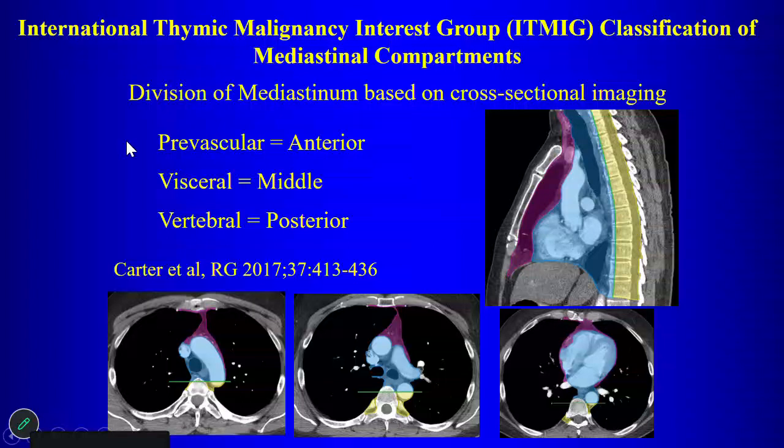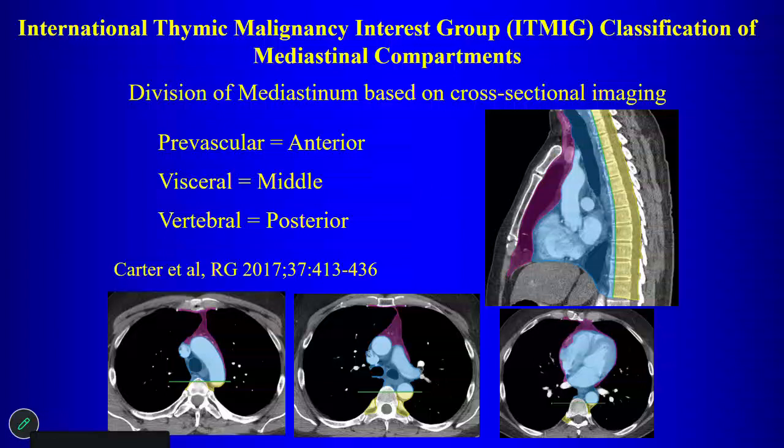And in this scheme, instead of anterior, middle, and posterior, they call it prevascular, visceral, and vertebral. So you'll see that the prevascular, or what we refer to as the anterior mediastinum, is out here, and it's colored for you on the sagittal view and on these axial views. And then they do put the heart in the visceral compartment, or the middle mediastinum. So if you're asked questions on examinations, this is the scheme that you need to use.